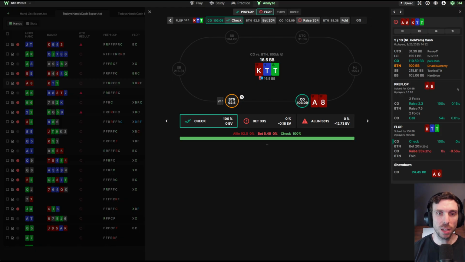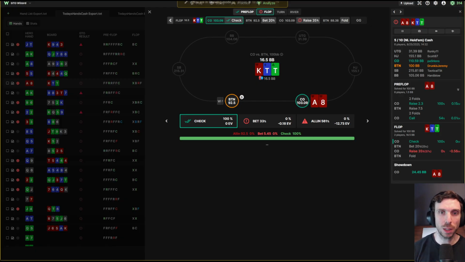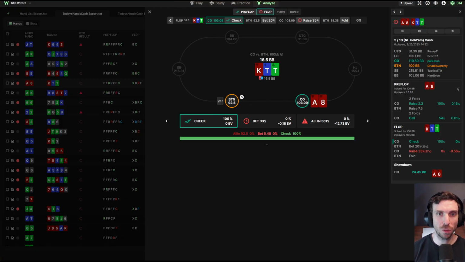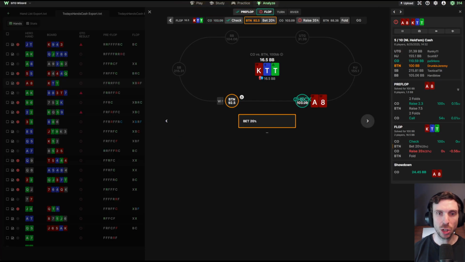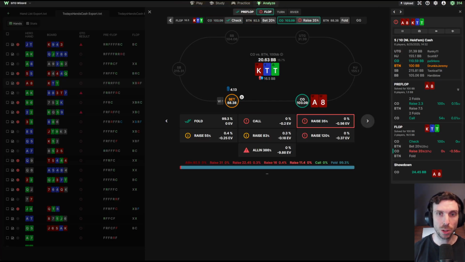So this is actually an interesting spot because the button is going to flop bet here 100% of the time. This is a very good board for the 3-bettor. So out of position, I'm always going to check. They're always going to bet. And I was trying to think of different hands I could check-raise bluff here.